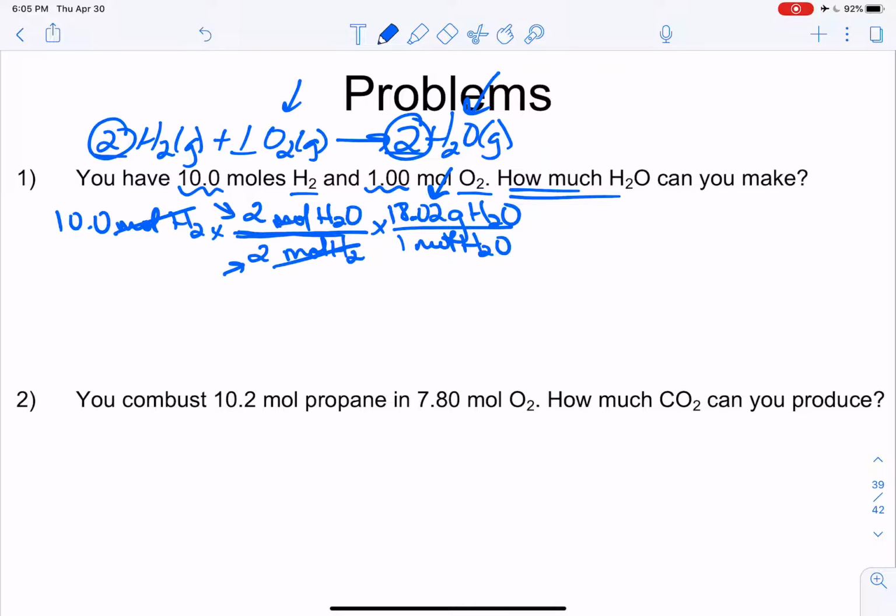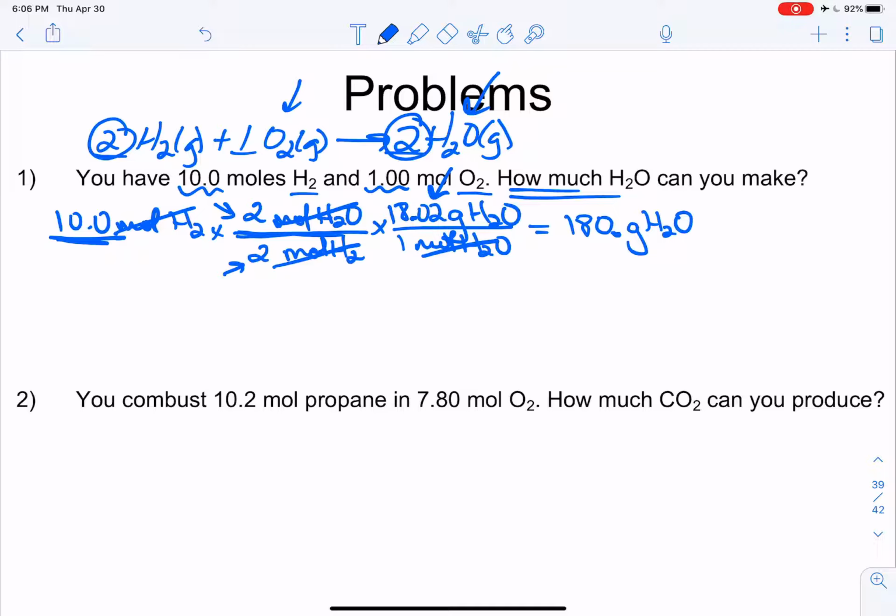So we're going to cancel out the moles of water here. And what we're going to find is that we have 180 grams of water. But we want it to have 3 sig figs. So what do we have to do to 180? We have to put a dot on the end there to indicate that that 0 is significant. Okay, so with that 10 moles of hydrogen, you could possibly make 180. grams of water.